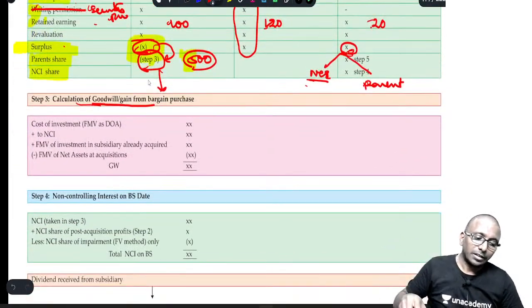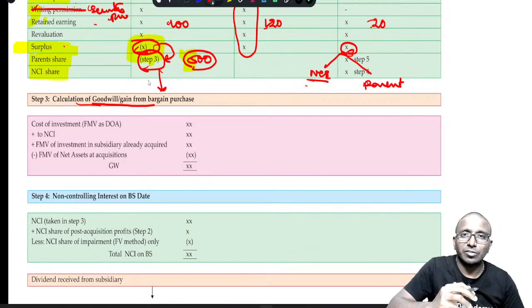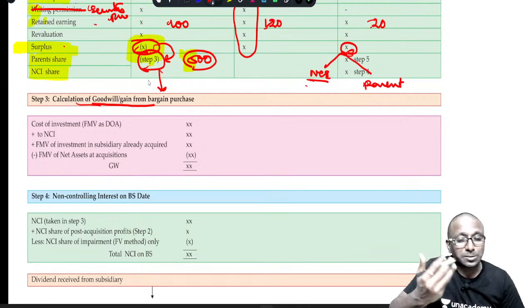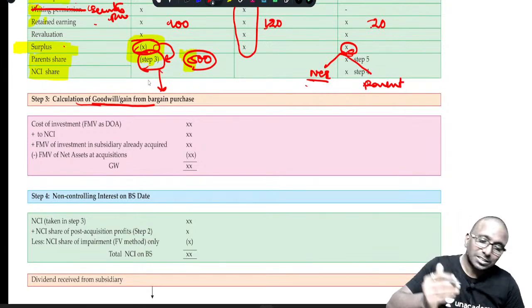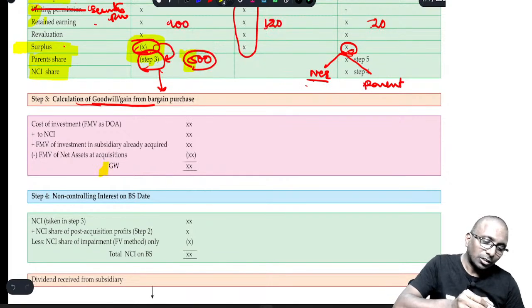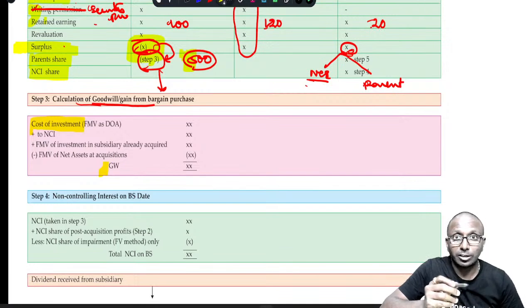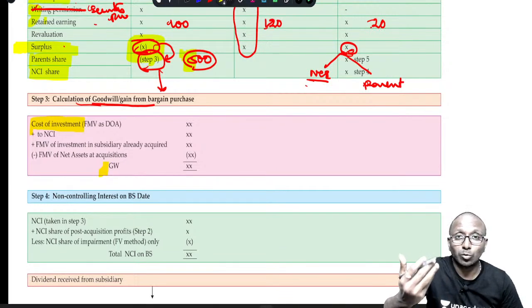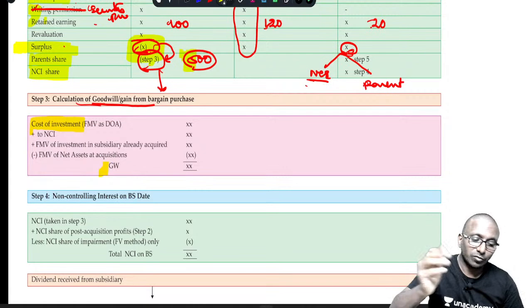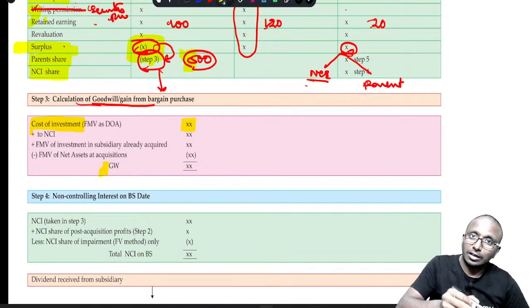Next, calculation of goodwill or capital reserve, which is nothing but gain from bargain purchase, which you have learned as part of Ind AS 103, but I will just recall it once again. First, the fair market value of cost of investment, the fair market value of purchase consideration, whatever you say, which you gave on the date of acquisition. Okay, done.